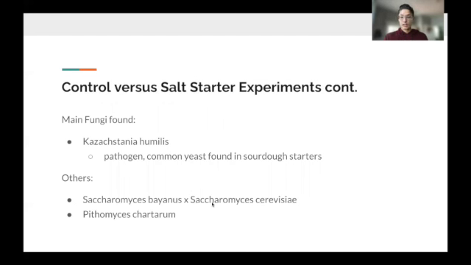So once again, our class all had their different PCR results, and ours were included this time. And once again, the major fungi found was the same Kazachstania humilis, which is a common yeast found in sourdough starter, so no surprise there. And we also had this cross here with the Saccharomyces again. And then we had these new pathogens that we weren't quite expecting, that we think are from some sort of contamination.